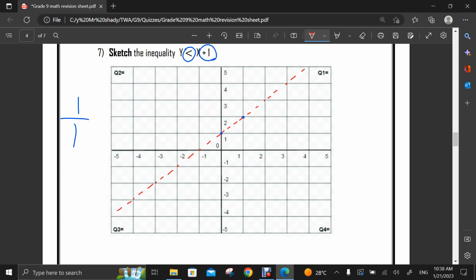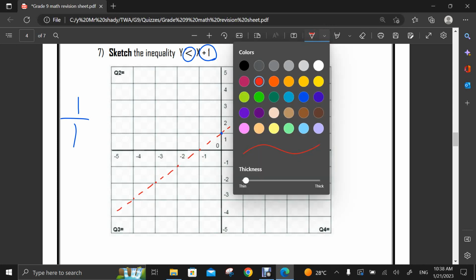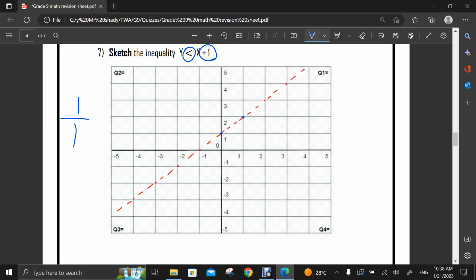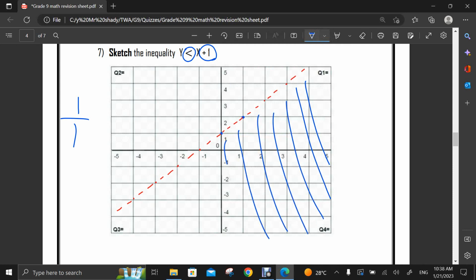And after that, I didn't finish it because y is smaller than x plus 1. So you are going to shade the part which is down the straight line here. So now we finished drawing y smaller than x plus 1. Let's see the next one.